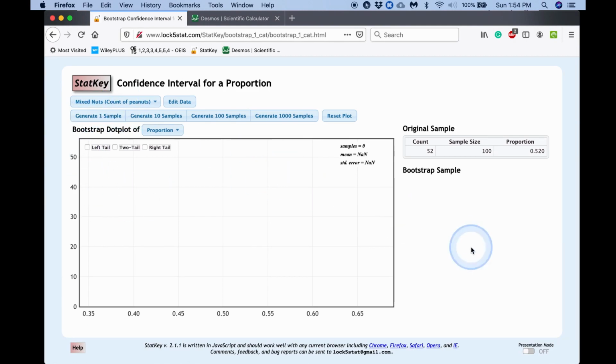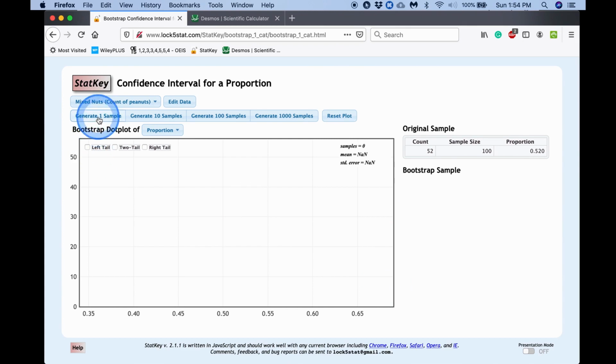We're all set. Now, what are we seeing here? The first thing we want to concentrate on is what's called the original sample. In the original sample, there were 52 peanuts in a sample of size 100. That gives us a proportion of p hat equals 0.52. Now, as it stands, that is our best estimate for that parameter within the parent population.